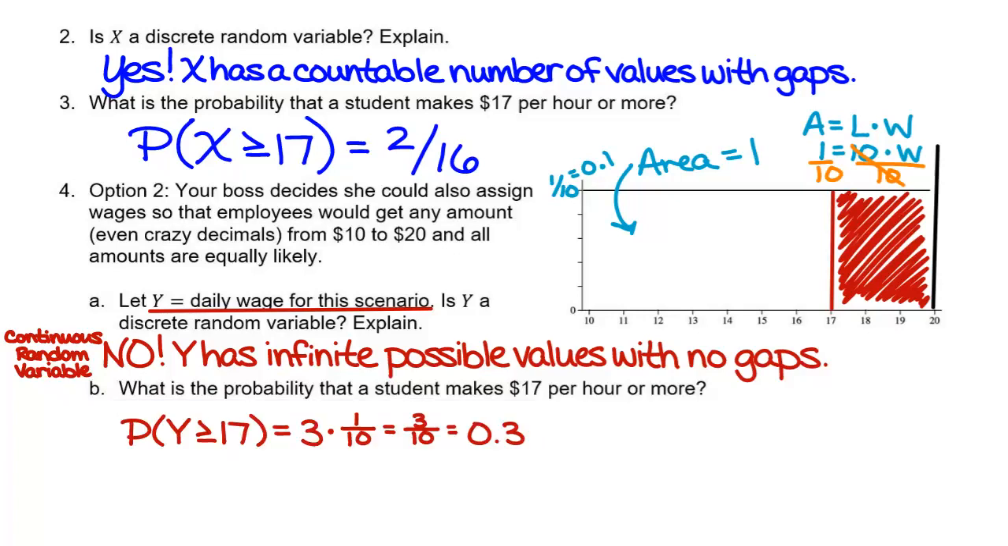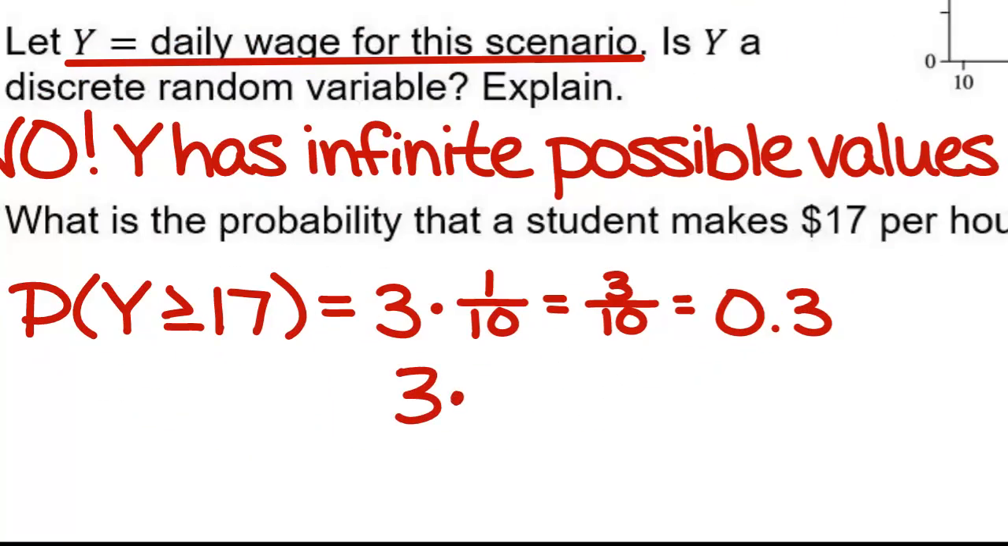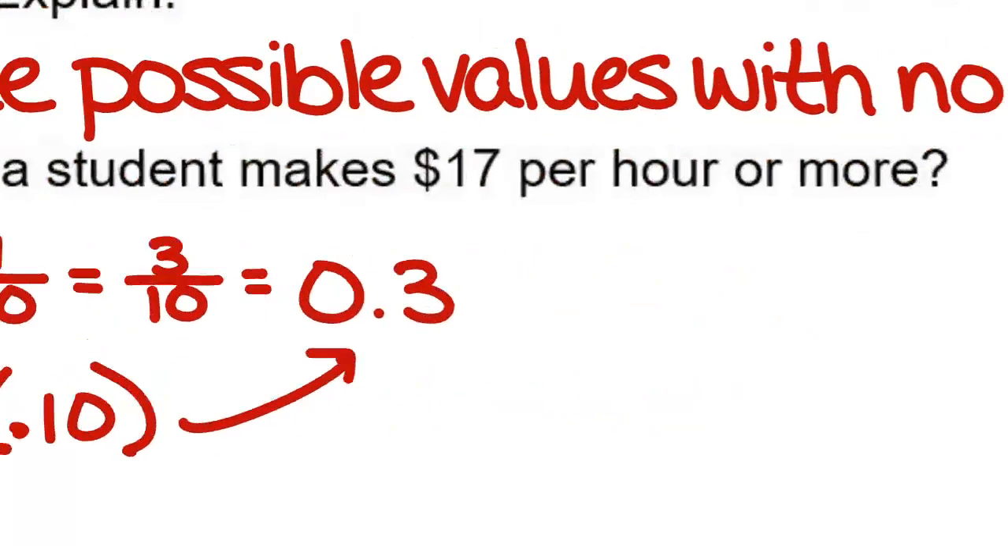30%, yes. The probability that y is greater than or equal to 17 would be 3 times 1/10, or you could do 3 times 0.10, and we end up with a probability of 0.3 or 30%.